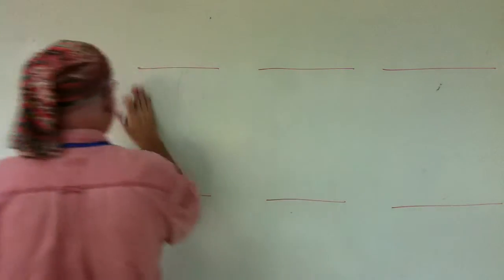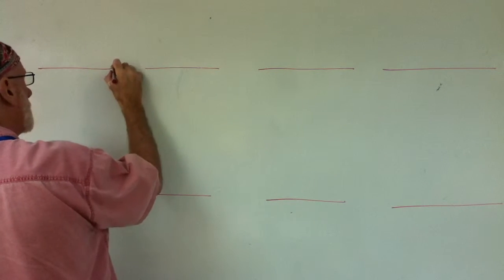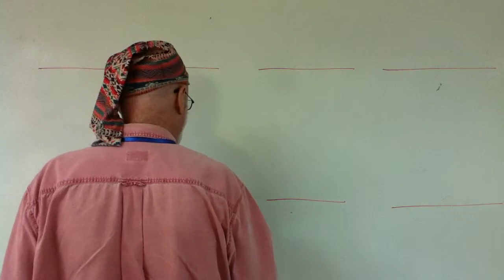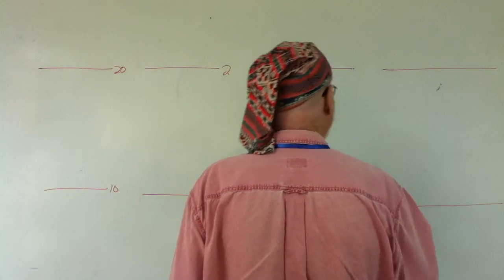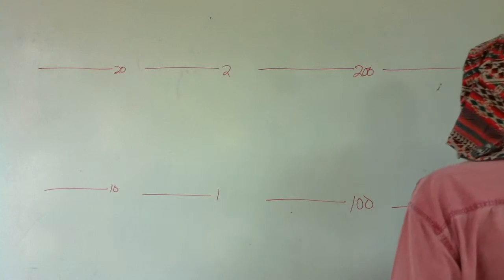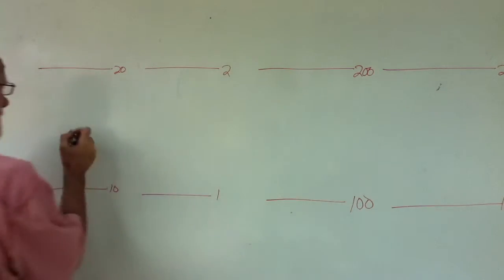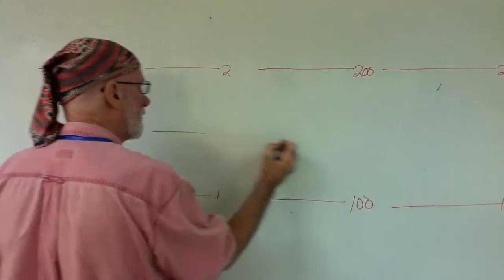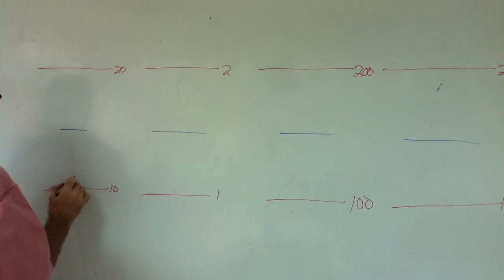Let's say this is going to be 10 to 20. Let's say this is 1 to 2. Let's say this is 100 to 200. And let's say this is 1,000 to 2,000. Okay? Then we'll divide them into 10. And then we'll divide this one into 5.